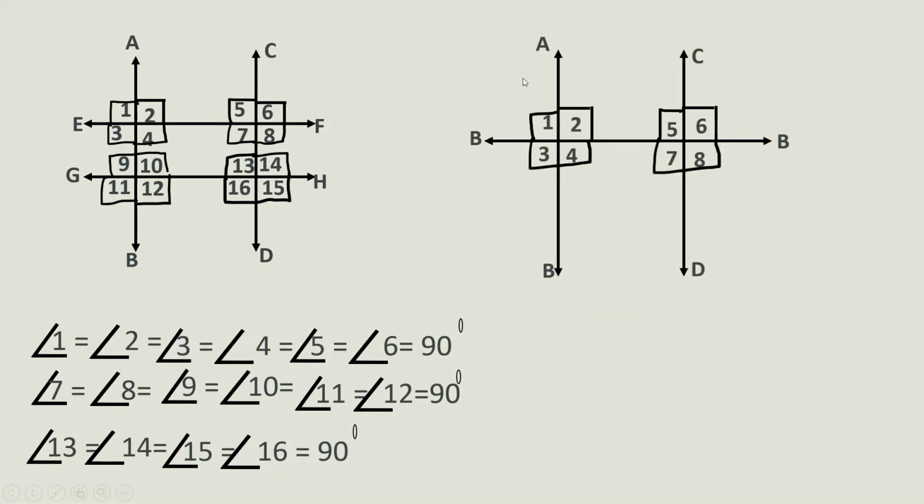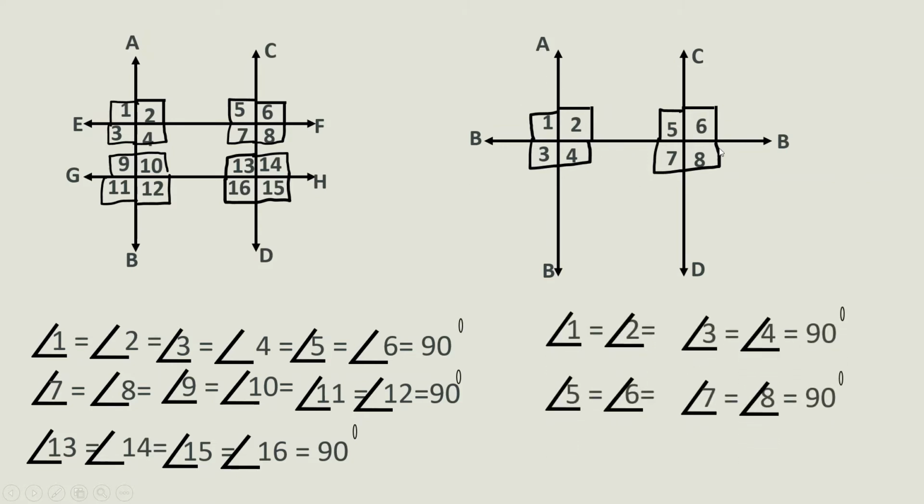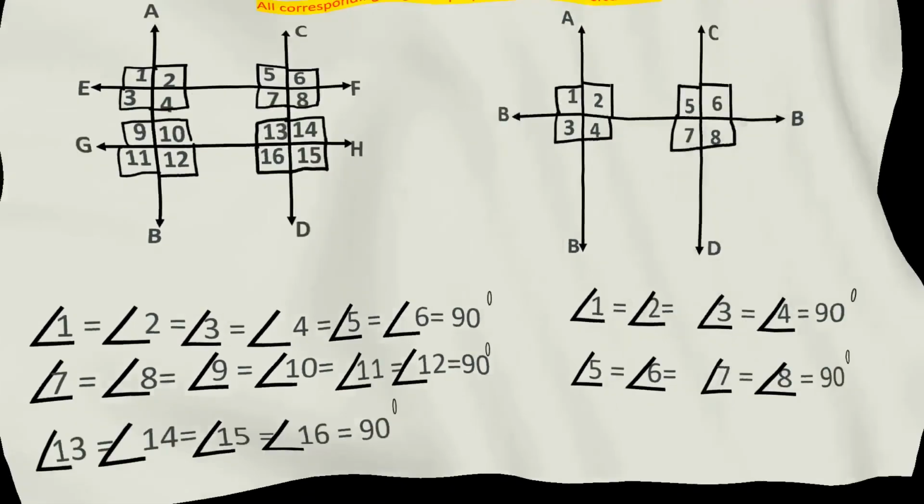Here, these are 90 degrees, and all the corresponding angles are also 90 degrees because this is a perpendicular transversal. Angles 1, 2, 3, 4, and 5, 6, 7, 8 are all 90 degrees. Let's draw a perpendicular transversal.